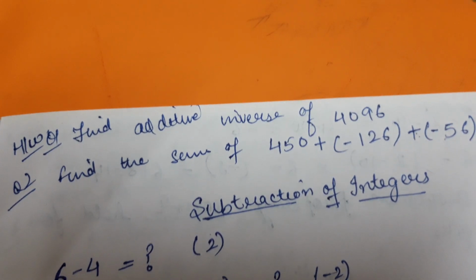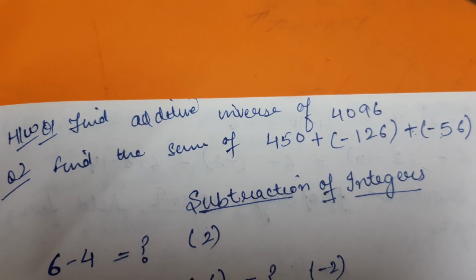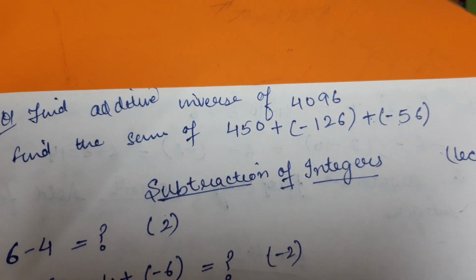Now the homework for today is: find the additive inverse of 4096. Question number 2, find the sum of 450 plus minus 126 plus minus 56.